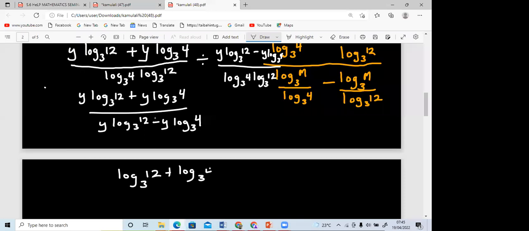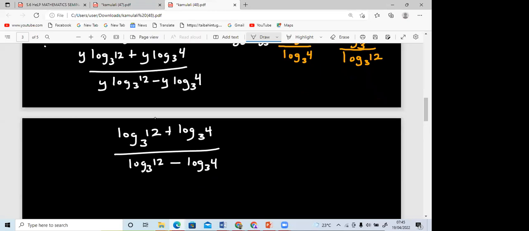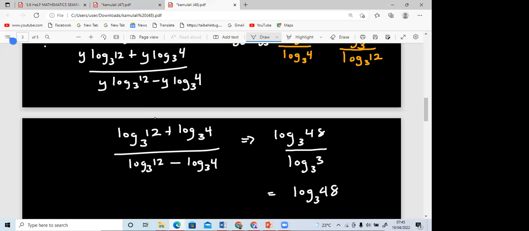That will be log 3, 4 over log 3, 12 minus log. So from there, I follow the logarithm laws whereby you're going to multiply and you're going to get log 48. Log 3 of 48, then it will be log 3, 3, which will be 1. So hence proved. Okay, thank you, Irene.